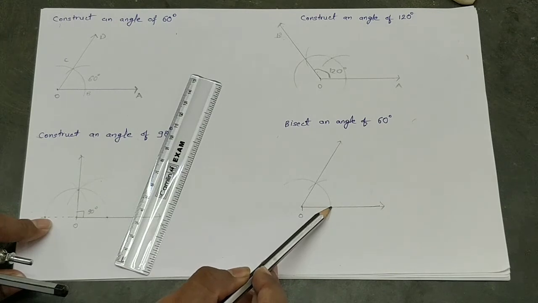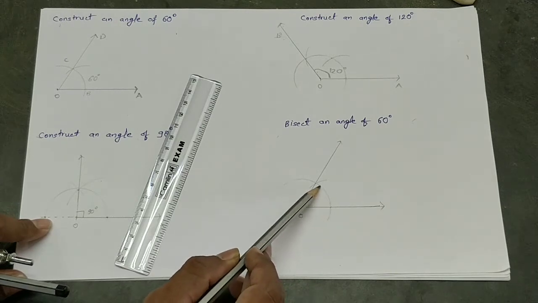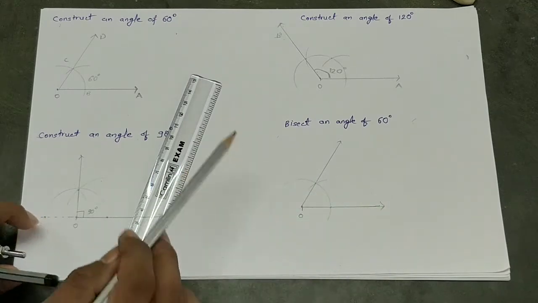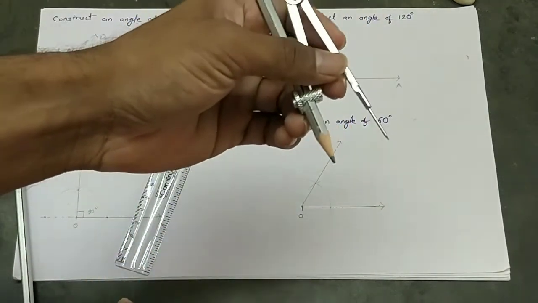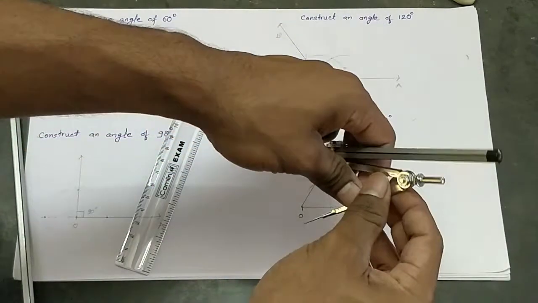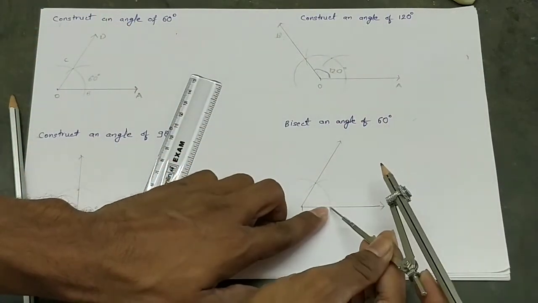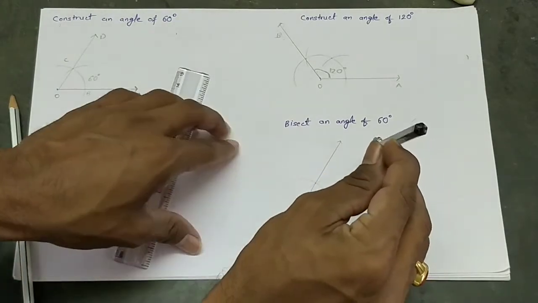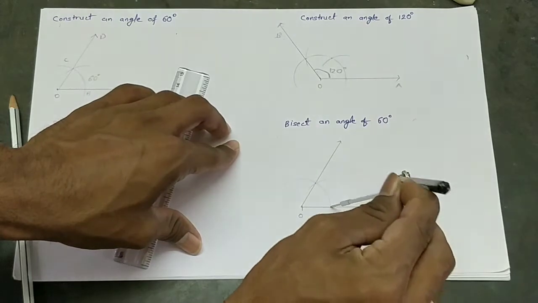Now in order to bisect this angle of 60 degree, we are going to make use of this point over here and of the same point of the same arc over here. Now I'm going to make use of my compass. I'm going to extend my distance a little bit. I'm going to keep this pointer on this point first over here, and I'm going to draw one arc in front of this angle like this.